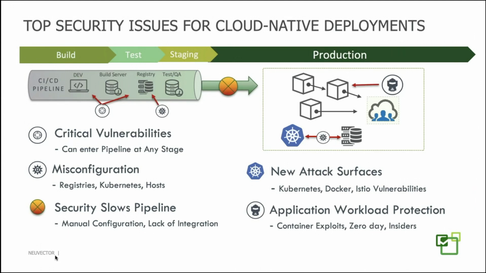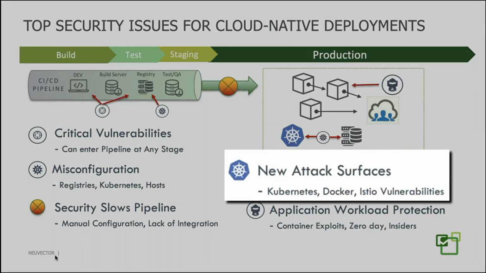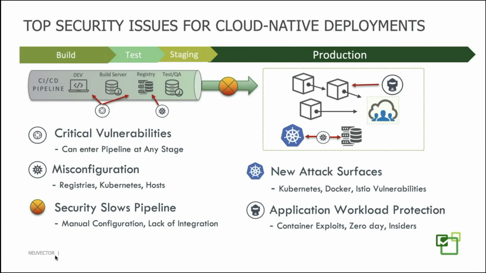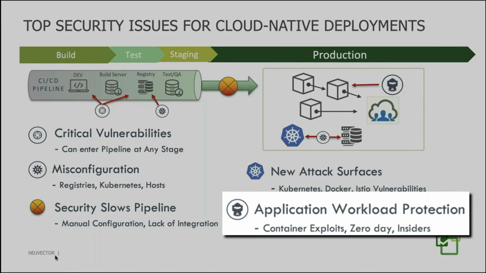Once containers and the infrastructure are deployed into the production environment, there are not only risks to the applications that can be hacked, but also there's a new attack surface. And that includes things like the Kubernetes API server or the orchestrator itself, perhaps even the Docker runtime. And if you're using a service mesh, even the Istio control or data plane can be a source of an attack.